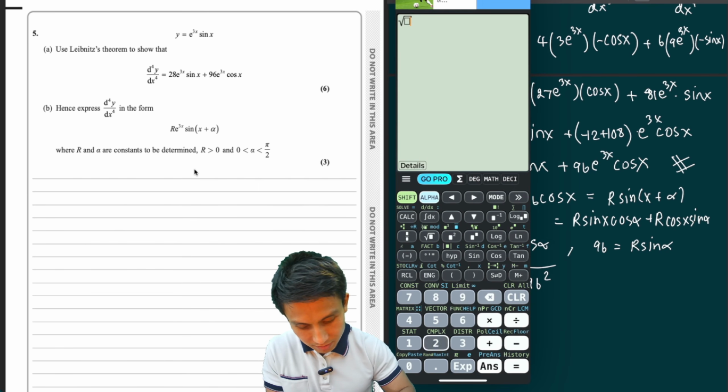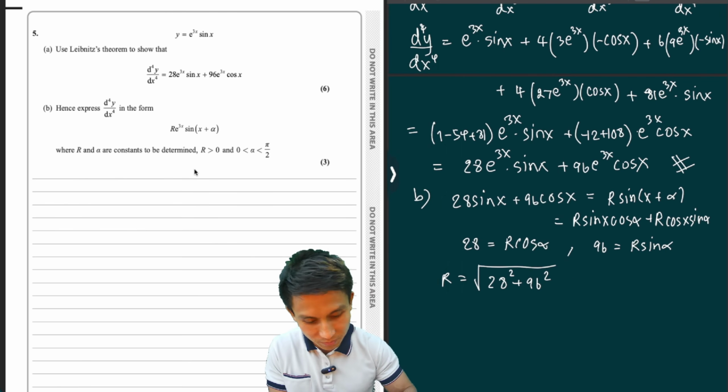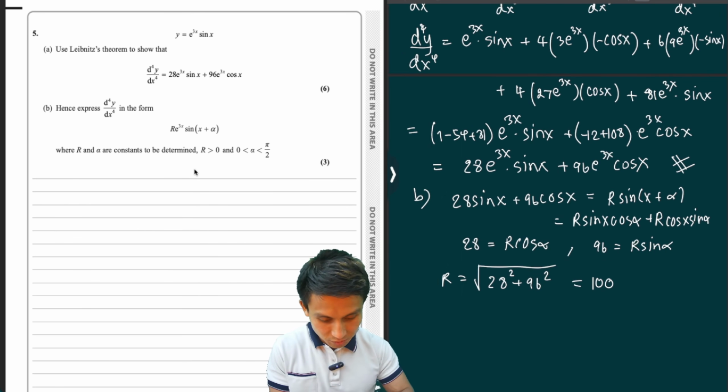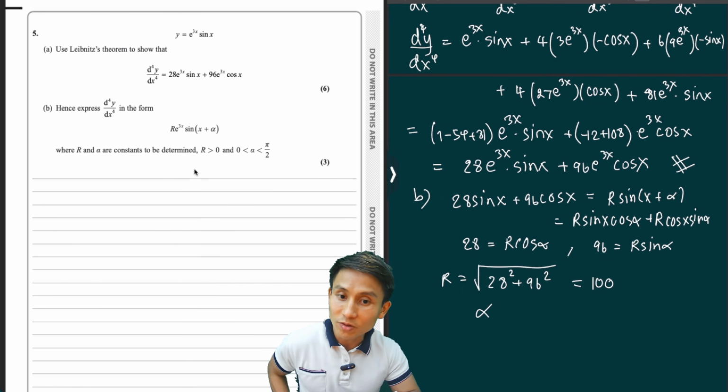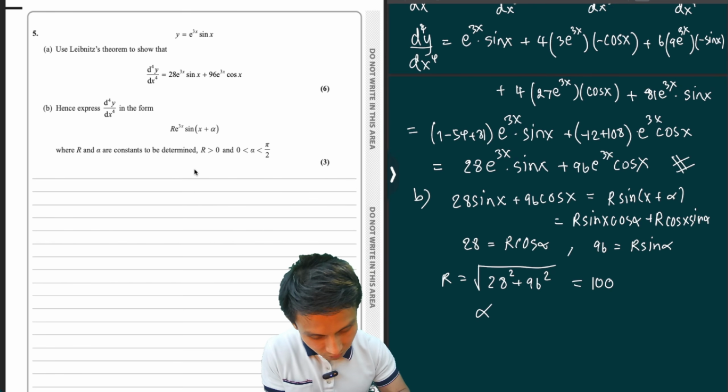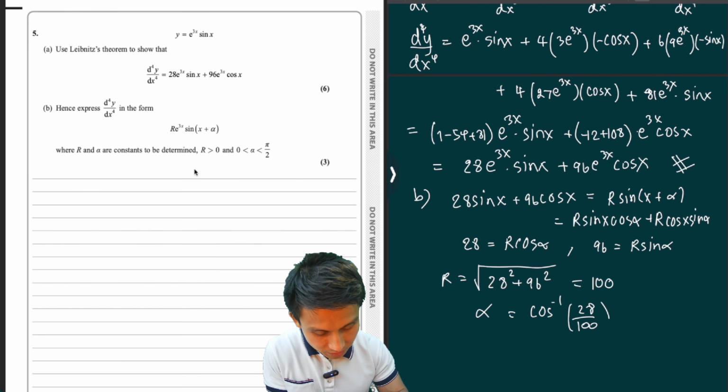28 squared plus 96 squared, we get 100. That's perfect. And then I'm just going to do alpha. We want the radians, right? So that's just arc cos of 28 over 100.